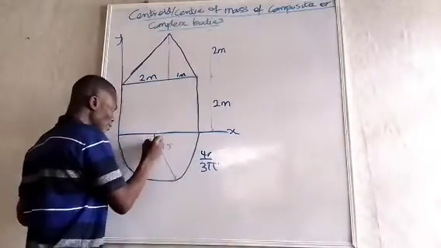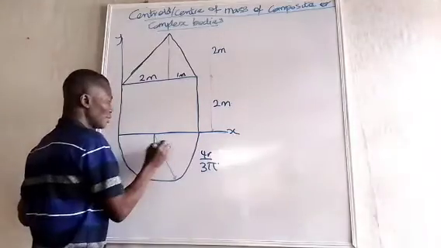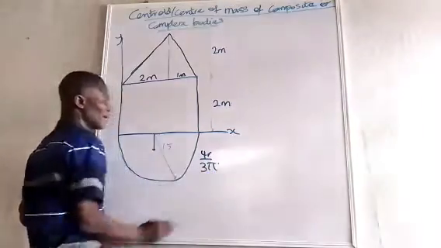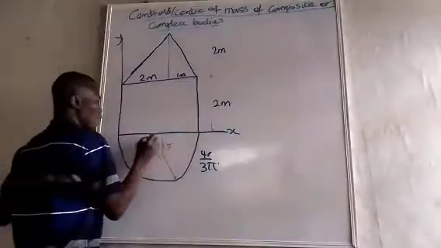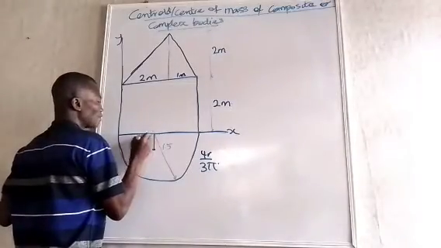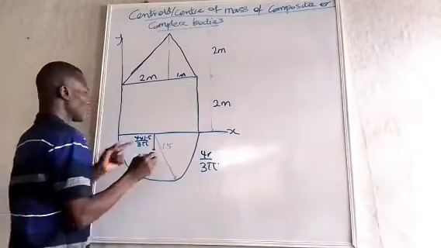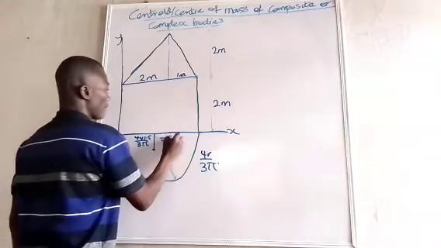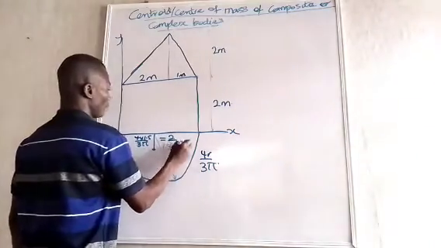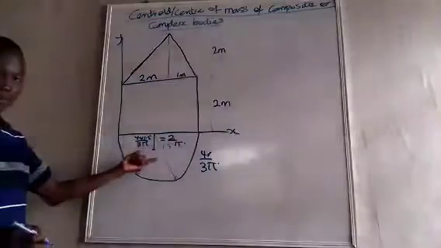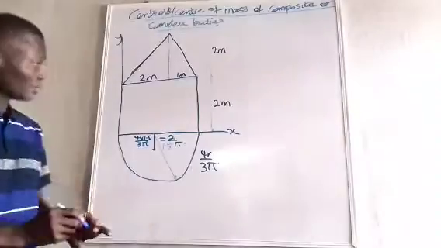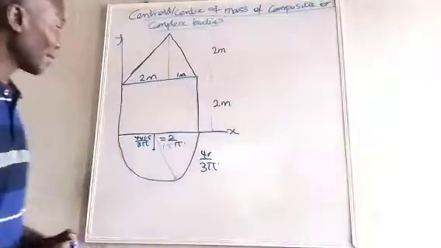So which means that the centroid for this one is 4 times 1.5 over 3 pi. And what does that give us? 2 over pi. So that is the centroid of this one from the x-axis.